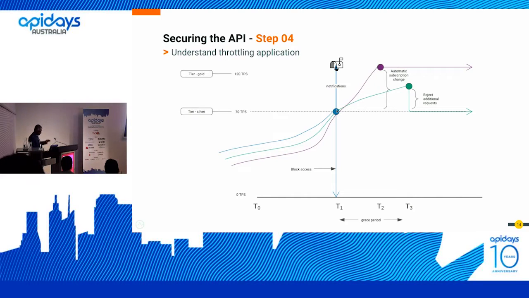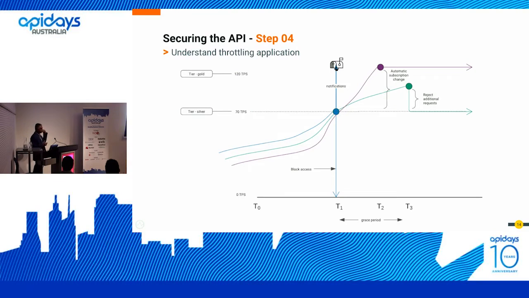You just stop at 70 TPS, right? And bring the consumption down to 0? Or will you allow it to grow a little bit further and reject additional requests after some time? Or will you move that consumer into the next tier? Right? These are business decisions, because we don't want to stop consumers from consuming the API. It's not good for the business.